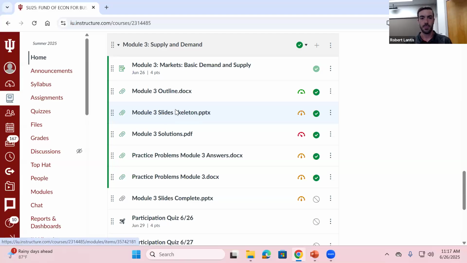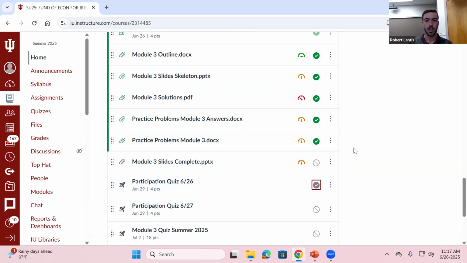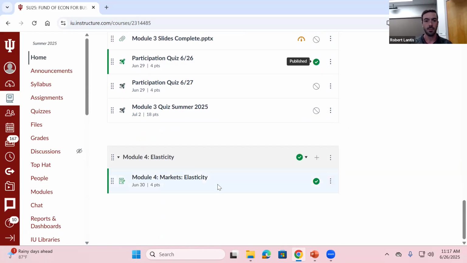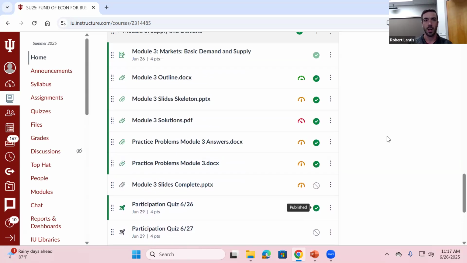If I were you, I would have those skeleton slides pulled up. I'll post the complete versions after we're done covering the material tomorrow. And then we'll have our participation quiz here today that we'll eventually work through. And then the practice problems and the solutions are available. And then I will put up all the module 4 materials as well. We won't start that until next week, but you'll see those get thrown up on Canvas if you want to take a glimpse at them if you have extra time. Don't feel like you need to. So any questions before we dive into material here?